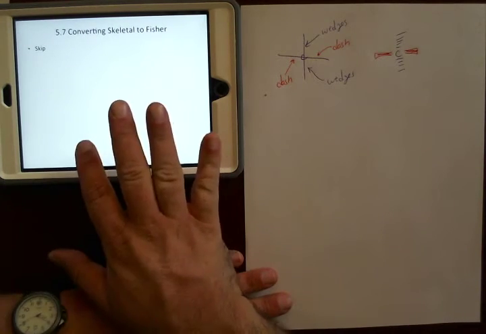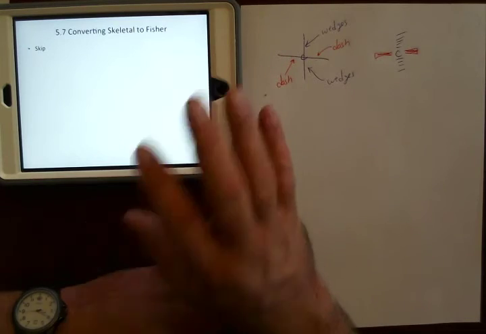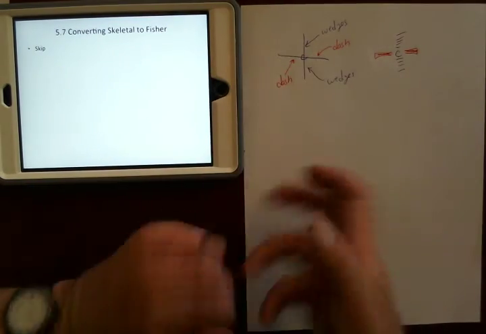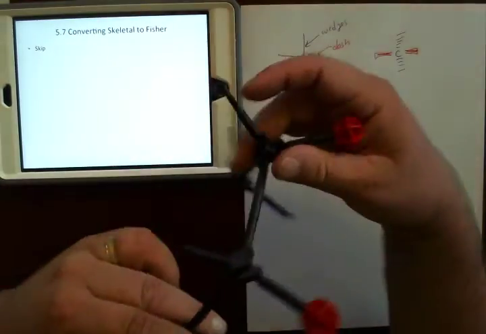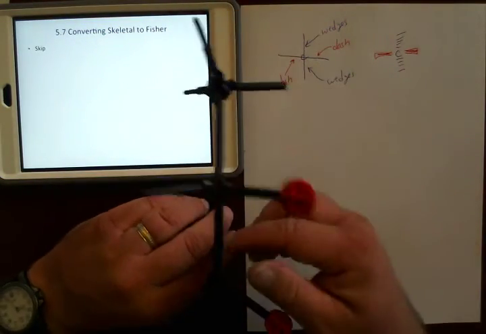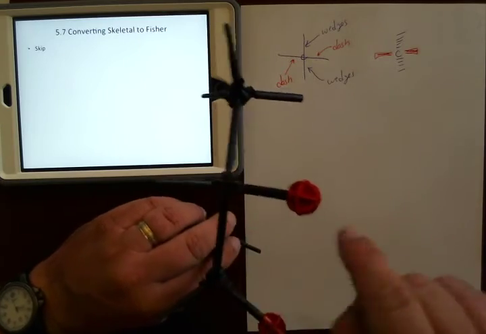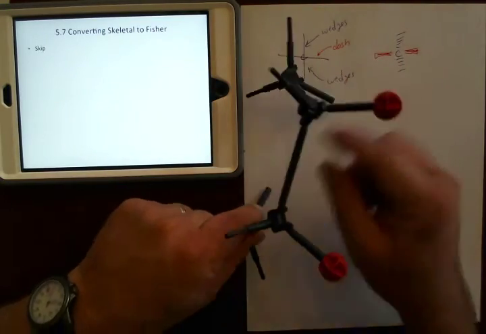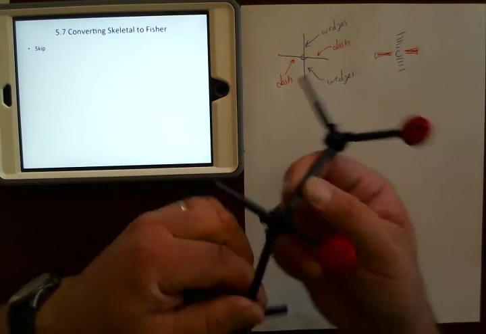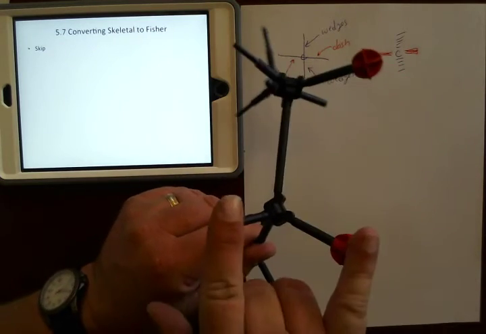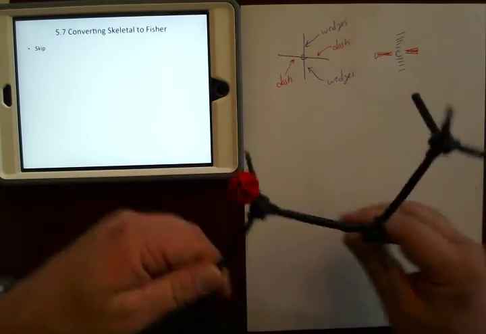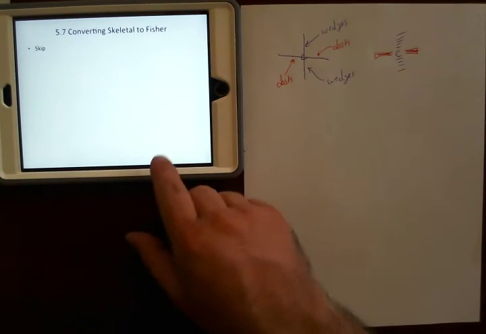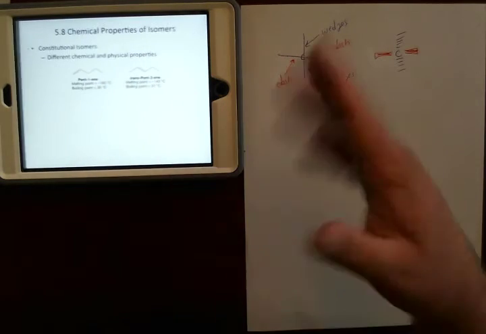Now there is some word about converting skeletal to Fischer projections. It's kind of a pain in the butt. Nobody really uses it, because most of the time this is carbohydrates, so you don't have to do this. But all you've got to do is rotate the molecule, and you can do this with a model kit. Basically, make it so that the verticals go as dashes and the horizontals come out as wedges. Then you can rotate it back and draw it like that. But I don't think it's a particularly useful skill. There are bigger fish to fry in this chapter.